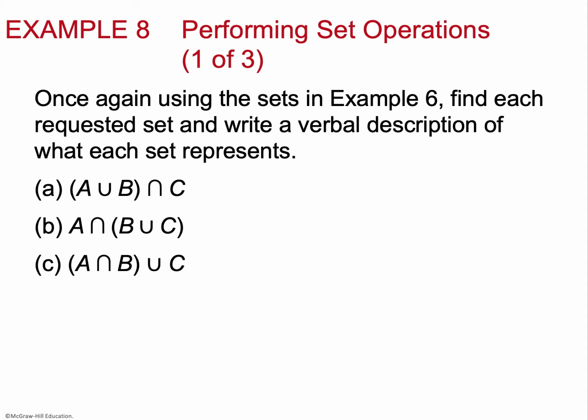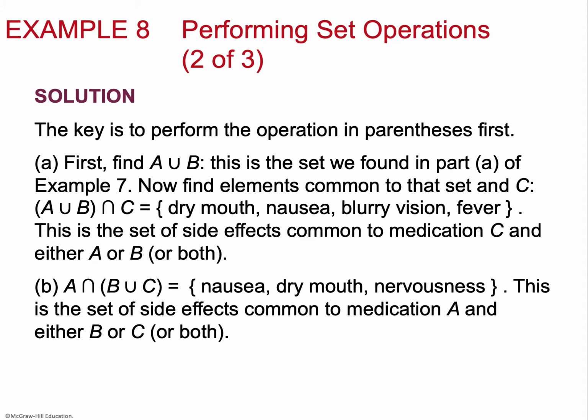So let's look at doing set operations. In this case, it starts getting to be tricky because I need to follow order of operations. So first I'm going to do A or B and C. So in A or B, I'm going to combine all the things in A and all the things in B. Then I have to figure out what that group has in common with C. So that would be dry mouth, nausea, blurry vision, and fever.